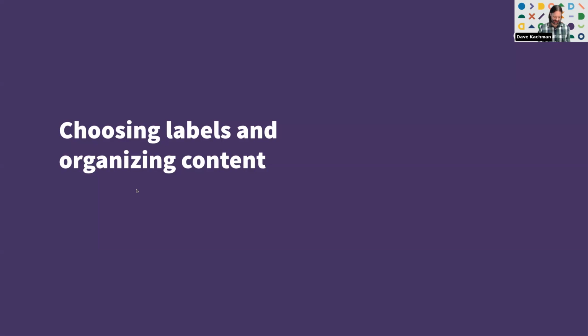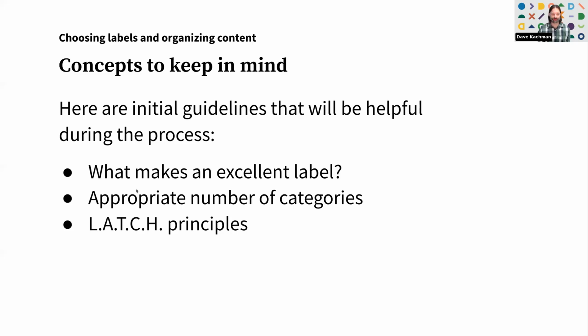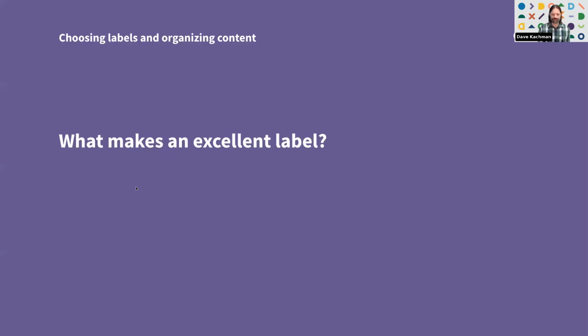So our last section today is all around choosing labels and organizing content. Some concepts to keep in mind here: we're going to go through what makes an excellent label. We'll go through a little bit of guidance around the appropriate number of categories to use in your top navigation, as well as some of your other areas of navigation. And then we'll go through something called LATCH principles.